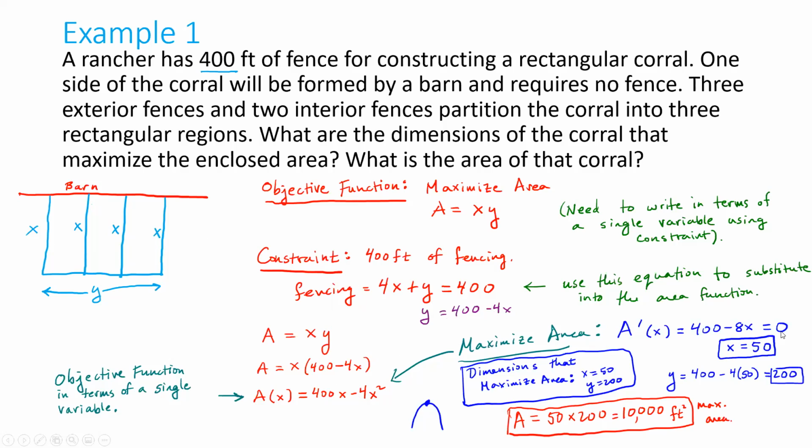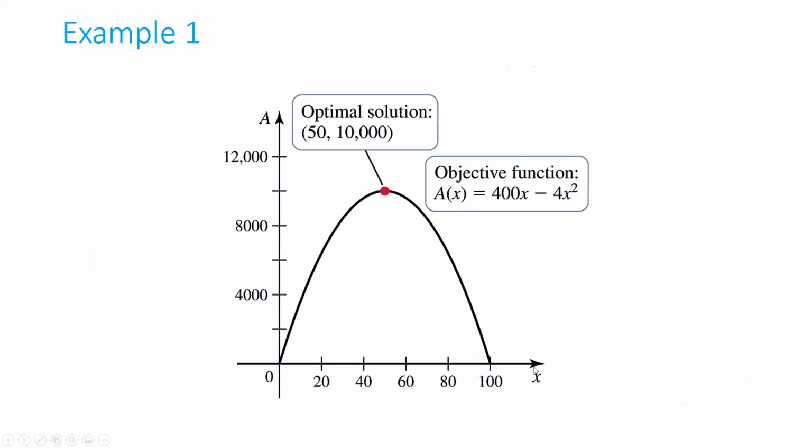So combining those two pieces together gives us our function that we're going to then just apply the calculus techniques. We find our critical point. We know that must be where our maximum value occurs. And again, to help you visualize it, here's just a picture of our area function, right? This is our 400x minus 4x squared, the area as a function of x.